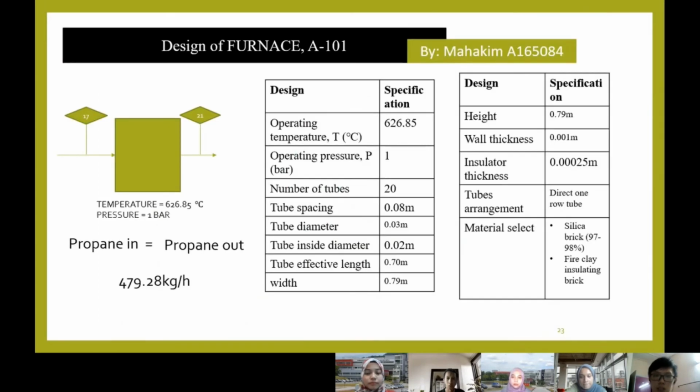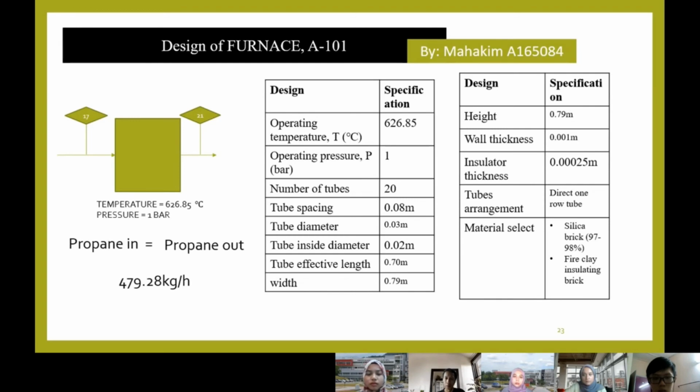Next, the design of the furnace, in order to heat up the propane gas up to 636.85 degrees Celsius, with the operating pressure of 1 bar. Based on calculation, the number of tubes for the furnace is 20, the outside diameter is 0.03 meter, and the tube inside diameter is 0.02 meter. The tube effective length is 0.70 meter, the width is 0.79 meter, and the height is 0.79 meter, and the wall thickness of the furnace is 0.001 meter.